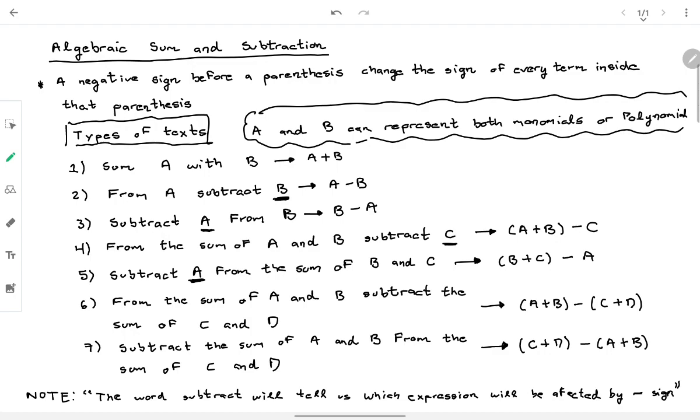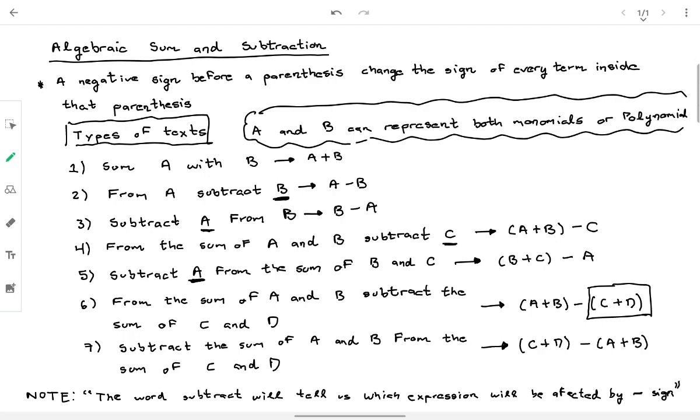If we have a text like, from the sum of A and B, subtract the sum of C and D, it will be A plus B minus, and this is a very important one, minus will affect all the sum of C and D because the text says subtract the sum of C and D. That's why the minus sign affects all the operation of the addition between C and D.